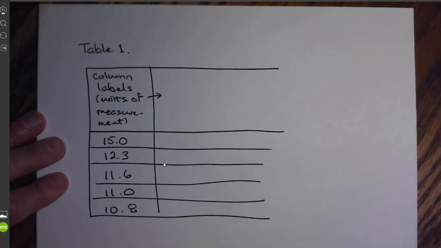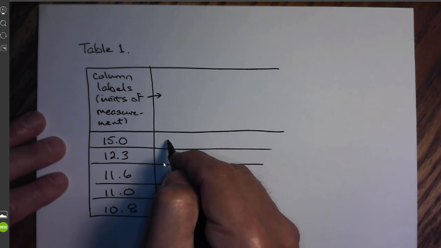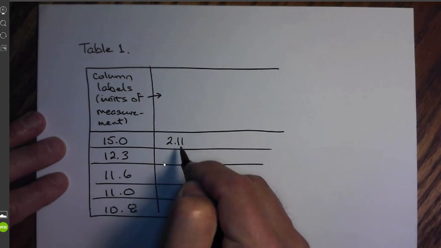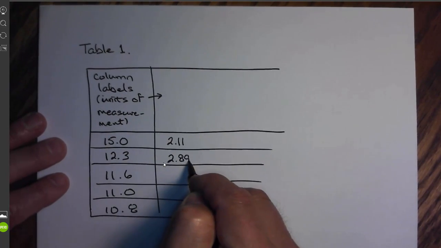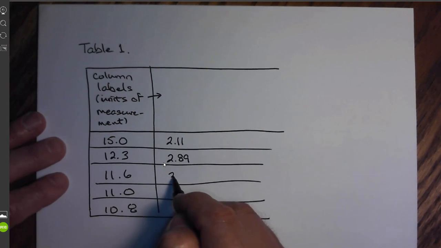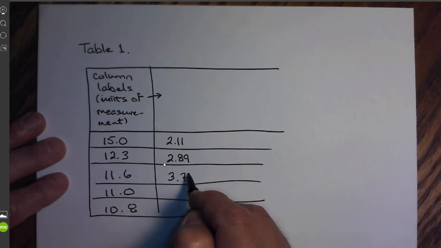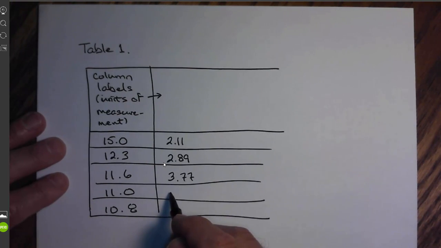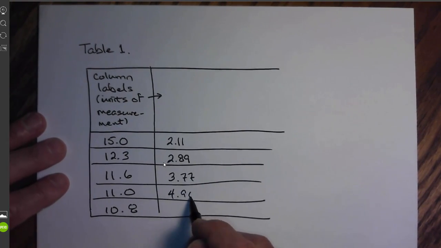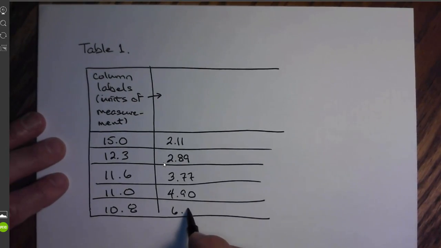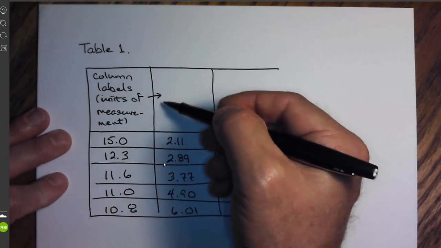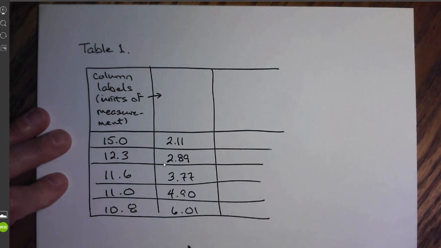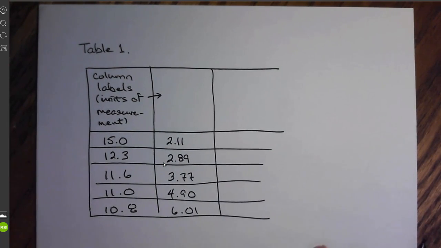Okay, so let's say here I've got 2.11, and here I've got 2.89, and then I've got 3.77, and then 4.90, and 6.01. Okay, so I've got these. Now I put this arrow here to show that you still have to have a column label and units of measurement here. Okay, and that's basically the outline of a table.